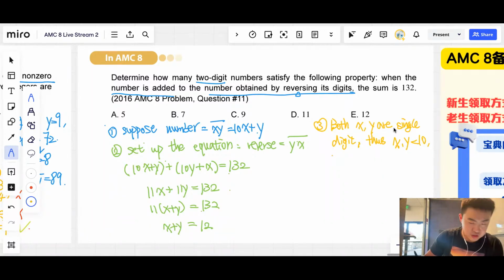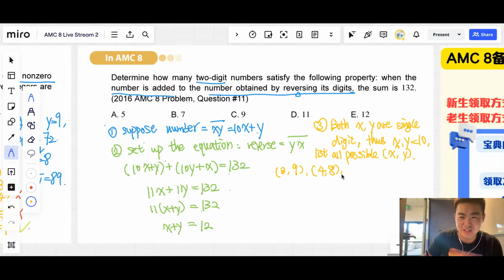Less than 10, so let's list all possible ordered pairs of x, comma, y, where x plus y is 12. So as I said, we are starting from 3. So the first possible case is x equals 3, y equals 9, okay? Second is 4 plus which number gives you 12? 4 plus 8, good. Then it's 5 plus 7. Then I will start a new line here, 6 plus 6, right?